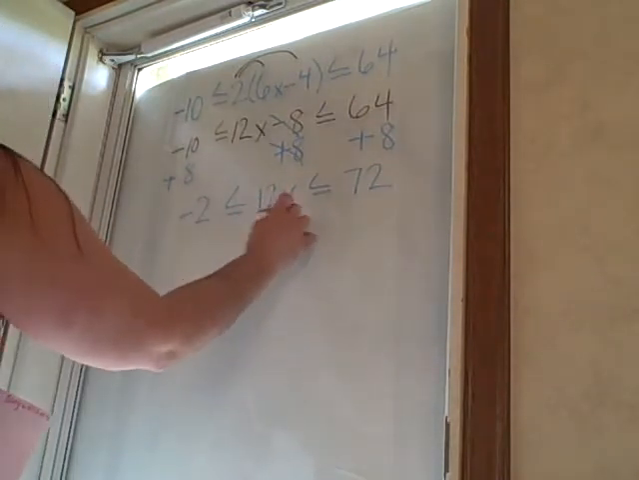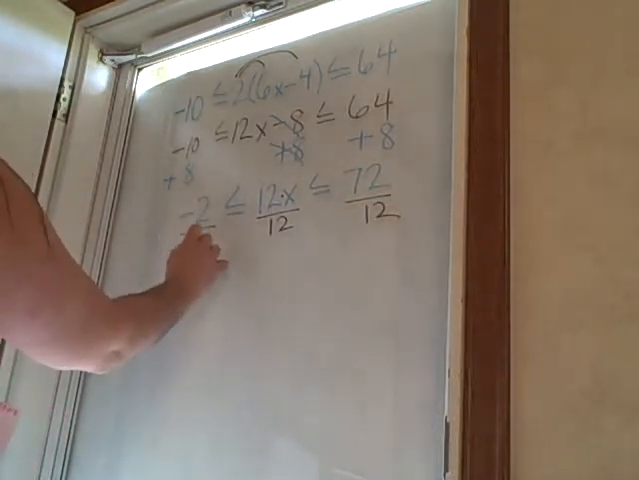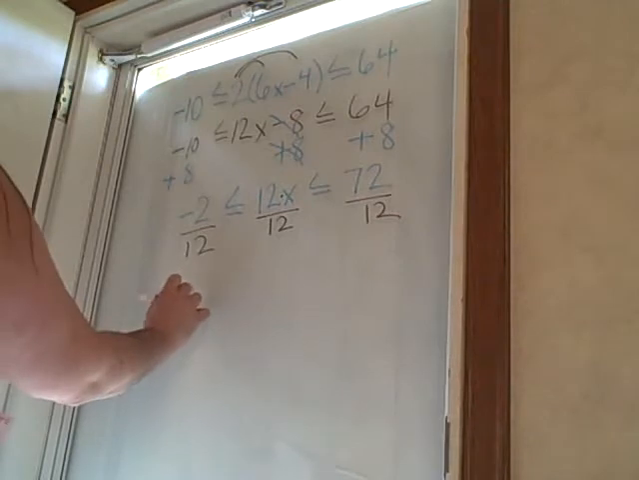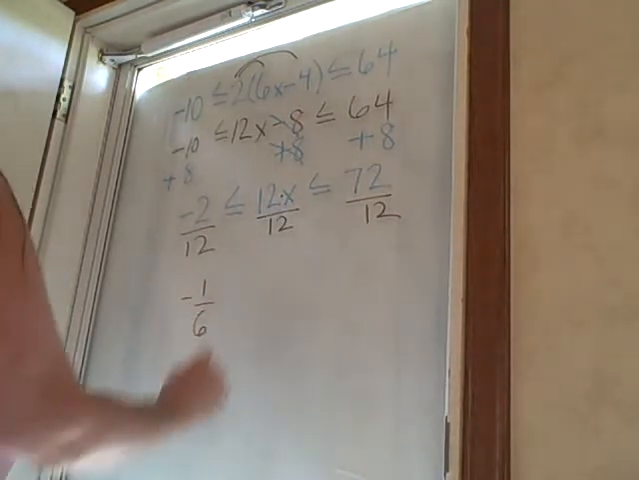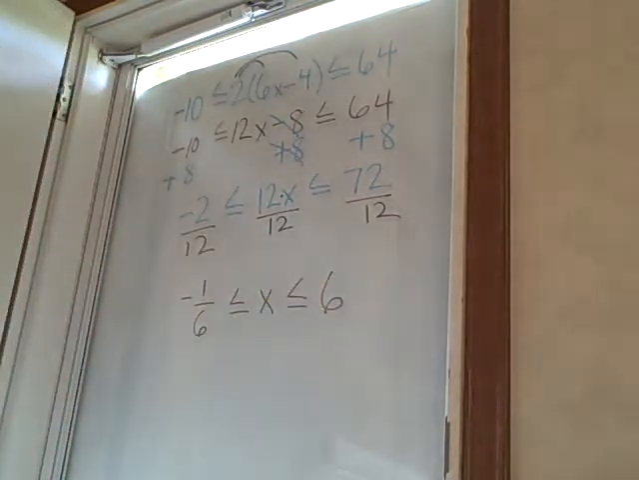This is multiplying, so now I'm dividing all 3 sides by 12. And I'm ending up with another beautiful fraction, -1/6. And then there's a 6 on that side.